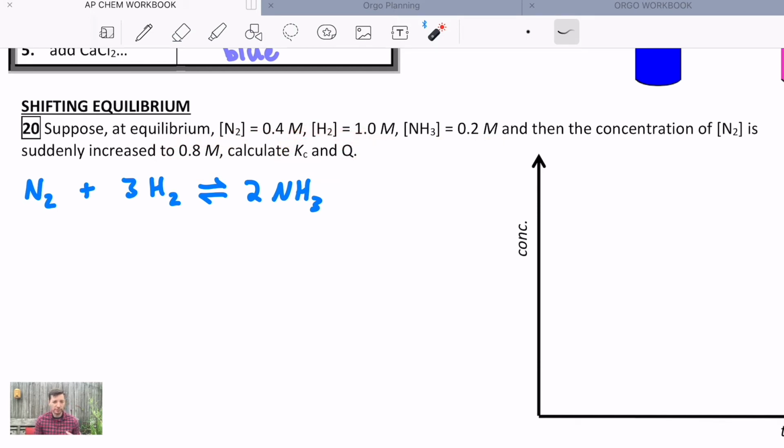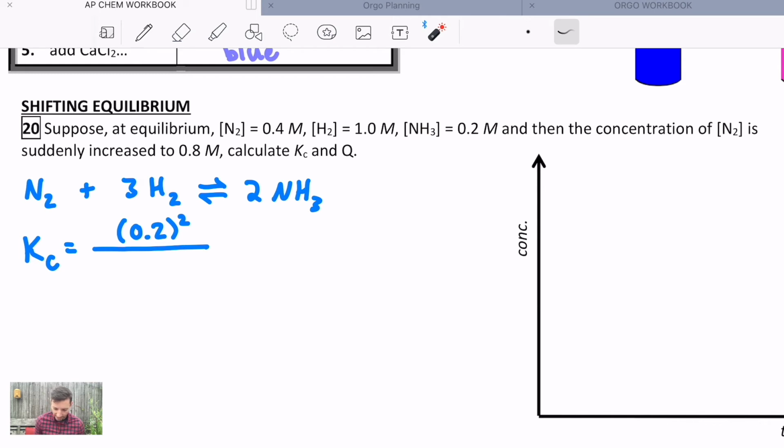So first of all, a review of how you write the equilibrium constant. The equilibrium constant is the products over the reactants, each raised to their coefficient. So K, in this case, is going to be the ratio of the ammonia concentration squared divided by the nitrogen concentration times the hydrogen concentration cubed. I'm not going to write that out in the expression, I'm just going to plug in the numbers. So the ammonia concentration, they tell me, is 0.2. Don't forget to square it because of the coefficient of 2.